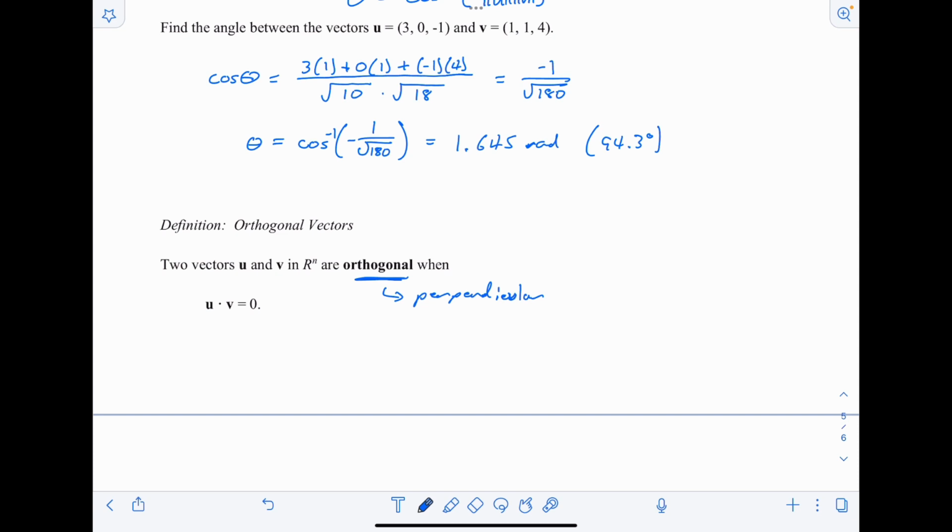But certainly know how to find the length, know how to find the dot product, know how to find the angle between two vectors, know how to find the distance between two vectors. And with that, we'll end this lesson, and I'll see you in the next.